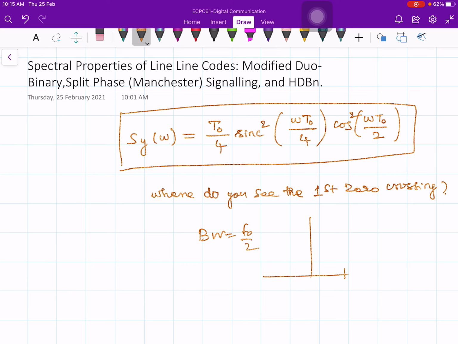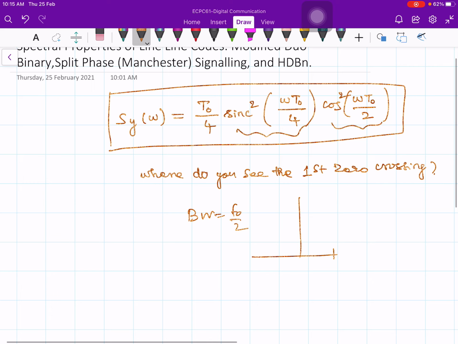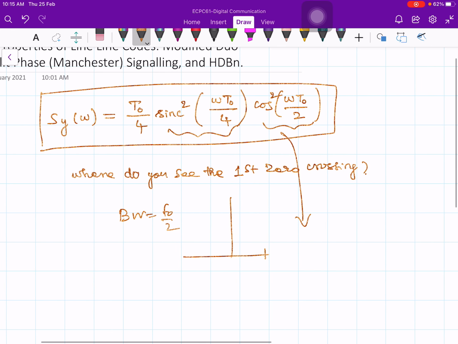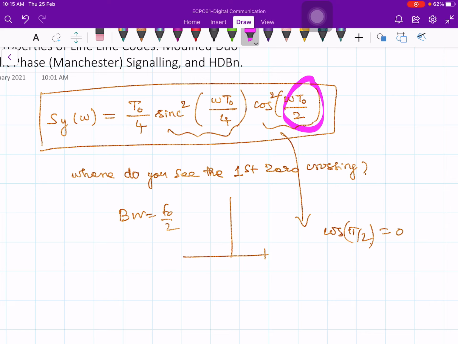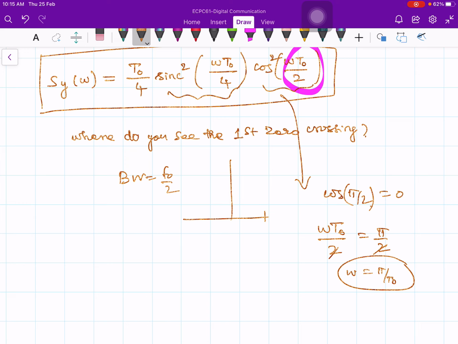You can either take the sinc function or the cos square function, cos function, and from this cos function I need to find out the first zero crossing. That means we know that cos pi by 2 is equal to 0, right? Therefore the argument of this cos function has to be pi by 2. So omega t0 by 2 is equal to pi by 2. Therefore you can see that omega is equal to pi by t0.